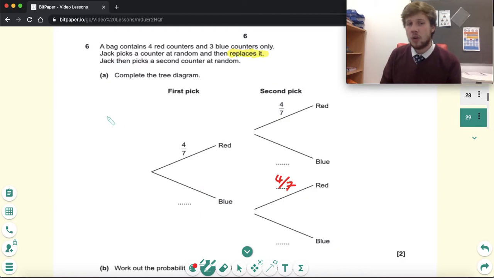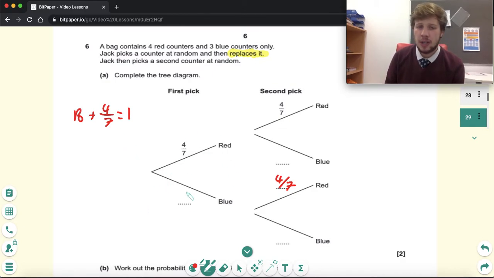My value of blue, well, I know that blue add 4 over 7 is going to equal 1 because I can only pick red or blue. So therefore, what's left over must be 3 over 7.